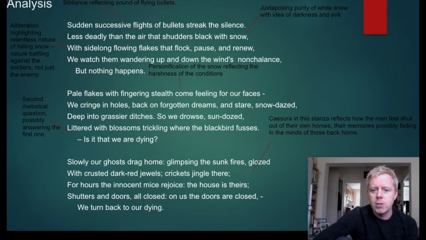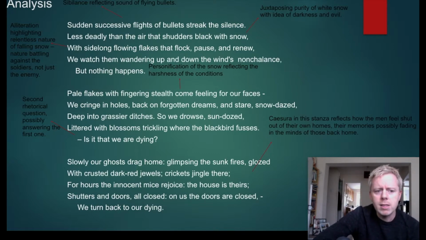So juxtaposing the purity of white snow with the idea of darkness and evil, with "sidelong flowing flakes that flock, pause and renew." Okay, we've got alliteration there, highlighting the relentless nature of falling snow. Might be beautiful to us, but if you're stuck out in it and you're freezing cold and you've got insufficient clothing and you're worried about dying any second, it's not quite that pleasant, calm, serene picture we associate ourselves maybe at Christmas time with snow.